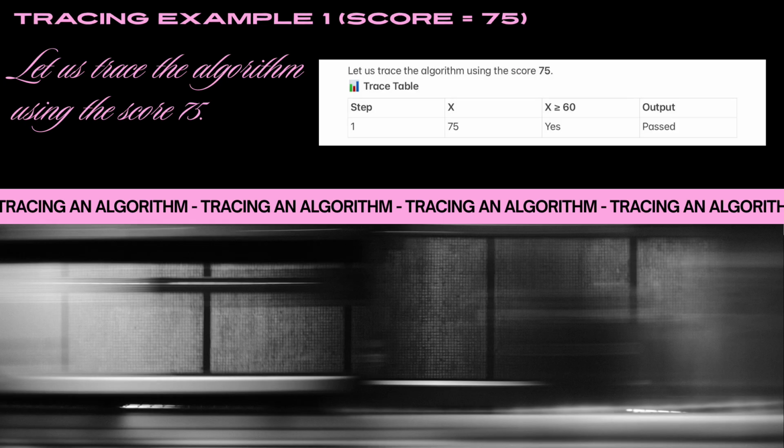Let us trace the algorithm using the score 75. The algorithm receives input value 75. It checks the condition x greater than or equal to 60. Since 75 is greater than 60, the condition becomes true. The algorithm outputs pass. Tracing allows us to clearly see how the decision was made.